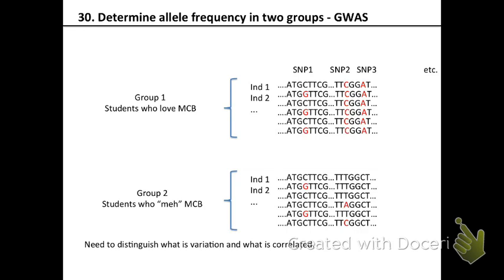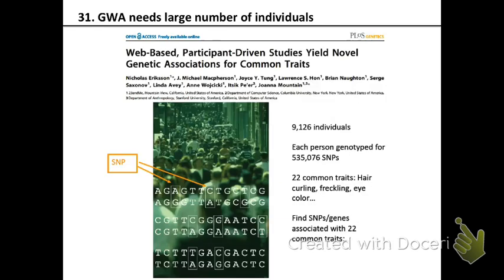So you need to examine many hundreds and thousands of people to figure out, for example, if the C is really correlated with people who love MCB, or it correlates with a whole bunch of other things, or that it's actually present in lots of people who may MCB, but you actually just didn't sequence enough, right? So you need to distinguish that.